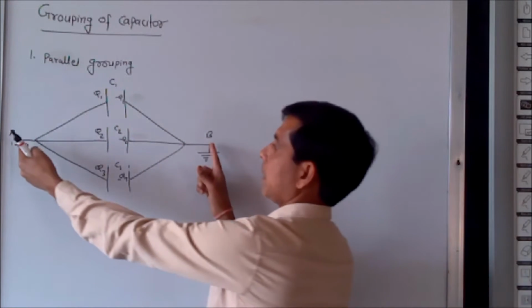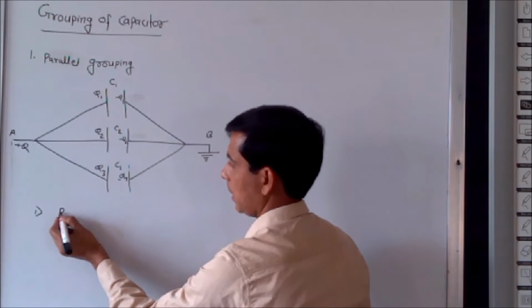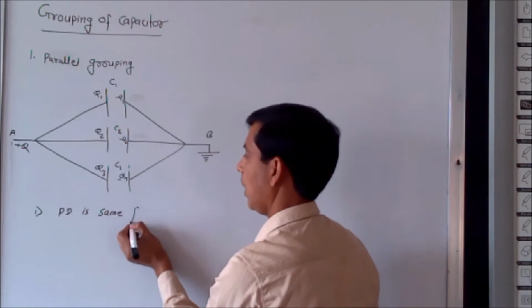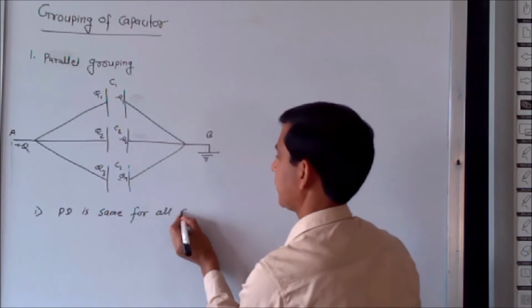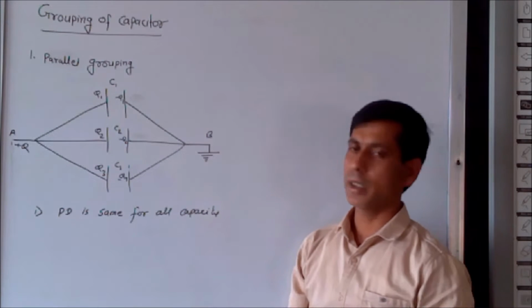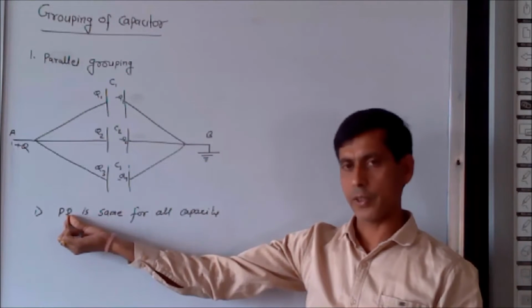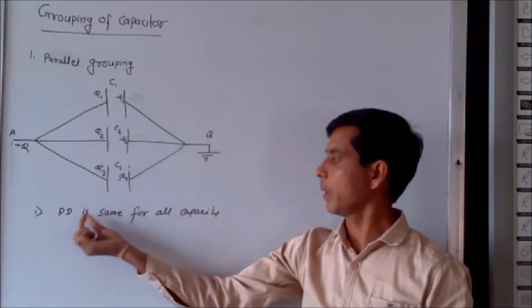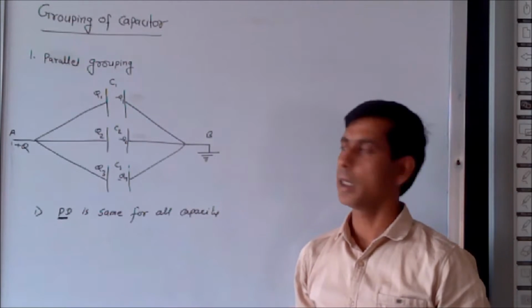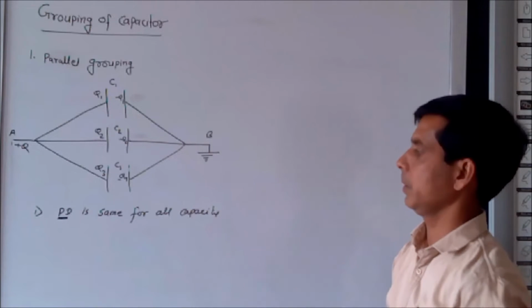And these points are common. Therefore, the PD is the same for all capacitors. In series grouping, we observe that charge is the same, but in parallel grouping, PD is the same. This point is important to solve numericals based on series and parallel grouping of capacitors.